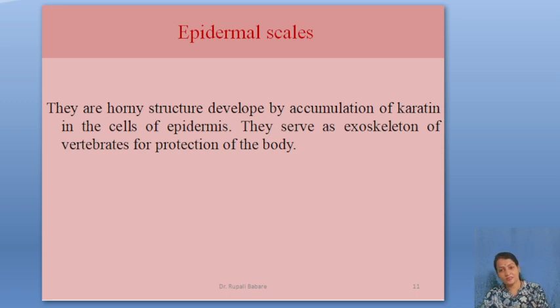Then the epidermal scales. Epidermal scales are horny structures made up of keratinocyte cells, which are found at the stratum corneum layer of the epidermis. They are developed by the accumulation of keratin in the cells of the epidermis. What is the function of the scales? Scales serve as the exoskeleton of vertebrates for protection of the body.